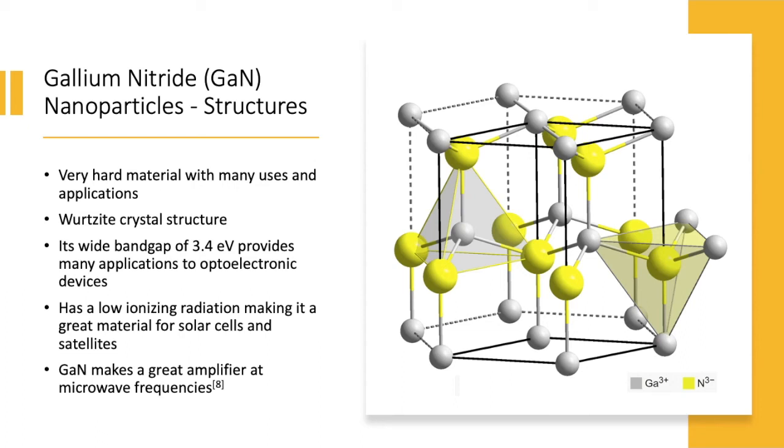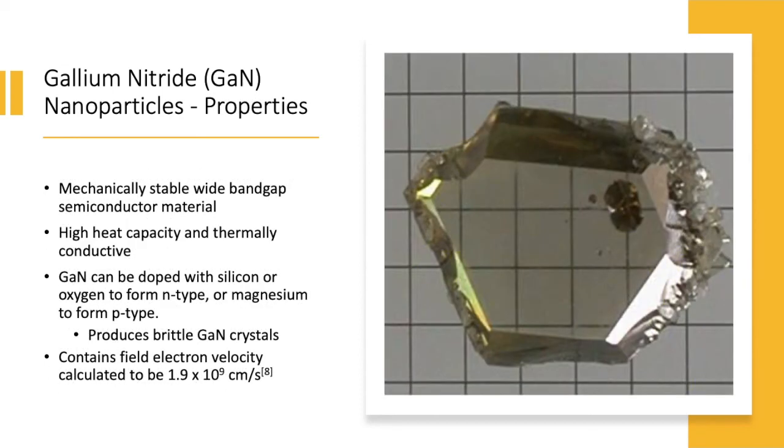In addition, gallium nitride can make a great amplifier at microwave frequencies. The image on your right gives you an idea of the structure of gallium nitride. You can see how complicated and interesting the structure can be.